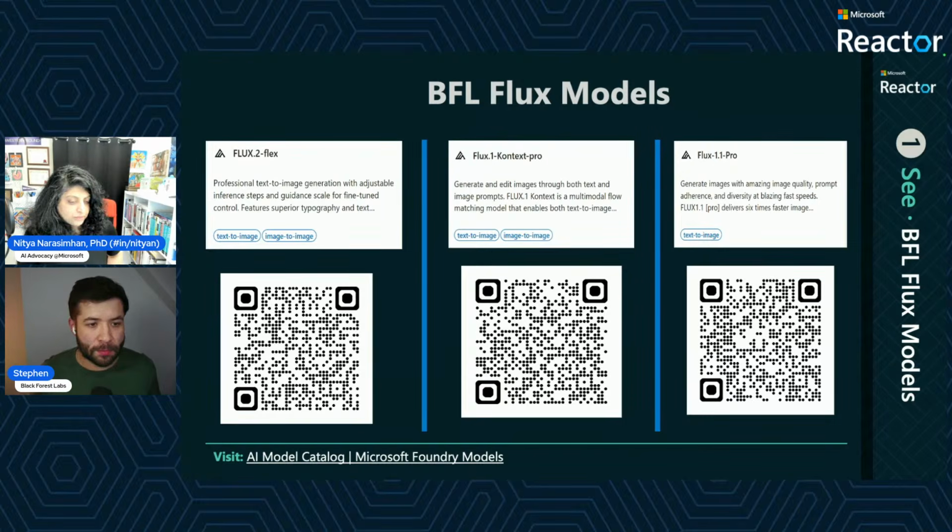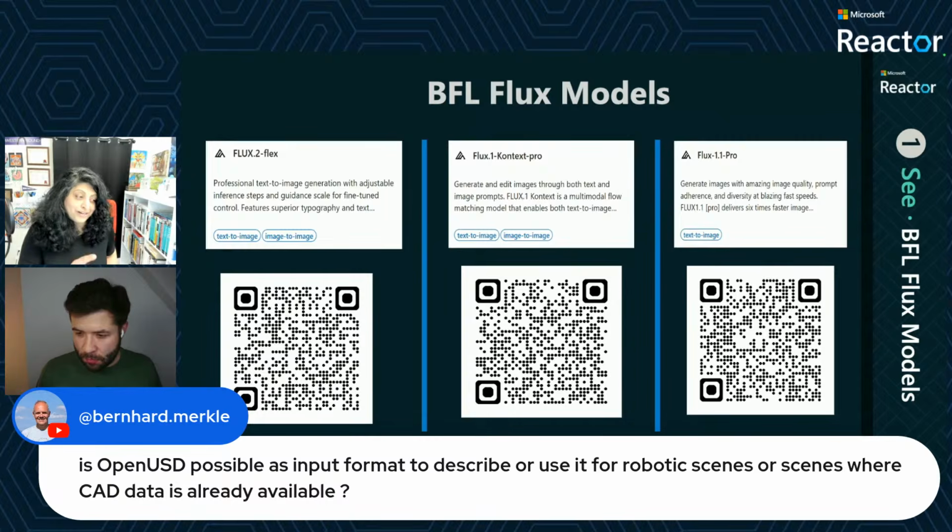So Bernard also had a follow-up question. He said, is OpenUSD possible as input format to describe or use for robotic scenes? And this is interesting to me because I really thought that your focus on robotics in real time down the line is going to be super cool. So, OpenUSD or scenes where CAD data is already available. I know some people did it. I don't think it would be supported directly now in the API.